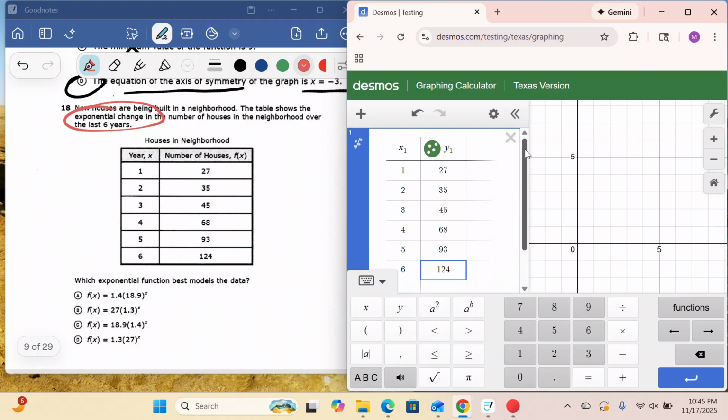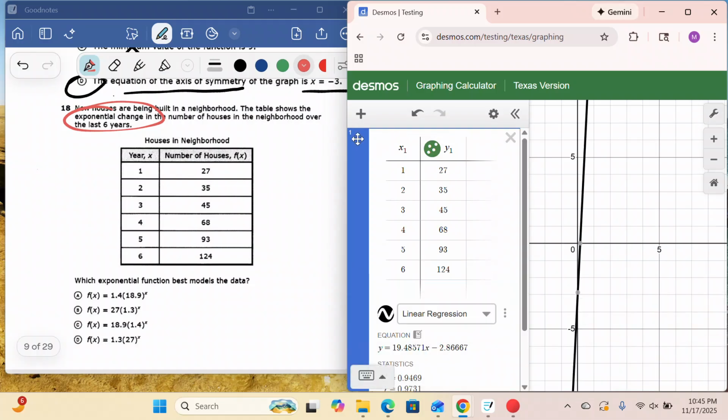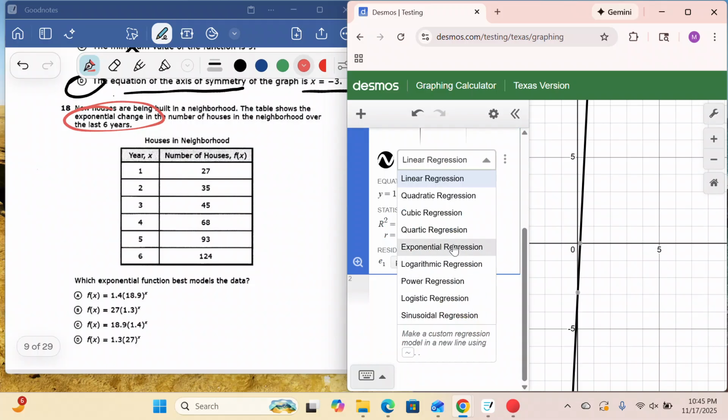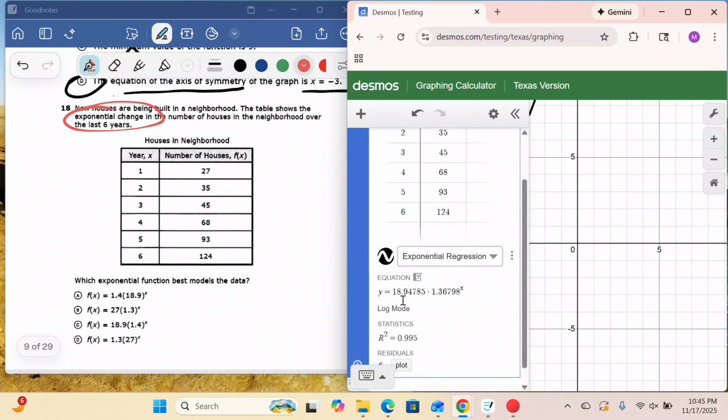Then I'm going to add my regression, which is a little leaf here. And then I look at the equation that it gives me, and it gives me 19.485. Something's wrong because, of course, it's linear, and the dots are all over the place. So remember that we're not dealing with the linear this time. It tells us right here exponential change. So right here where it says linear regression, we're going to change it to exponential regression. And it gives us y equals 18.94 times 1.36 raised to the x.